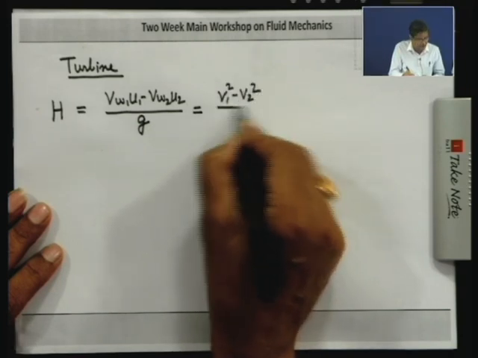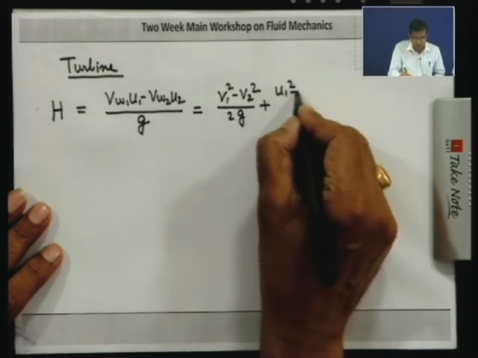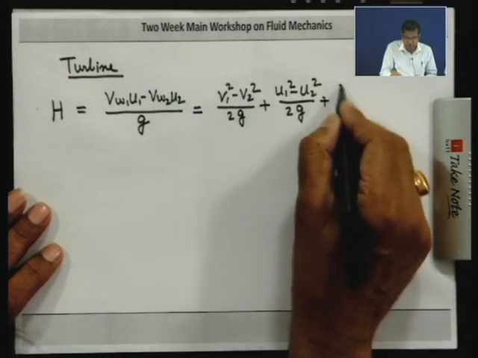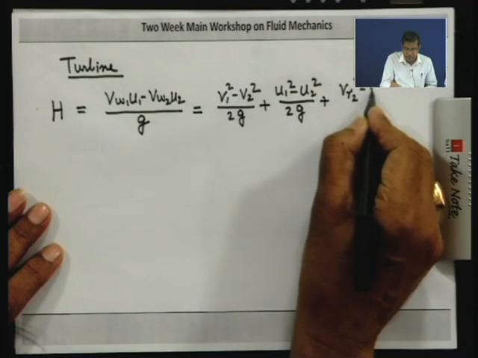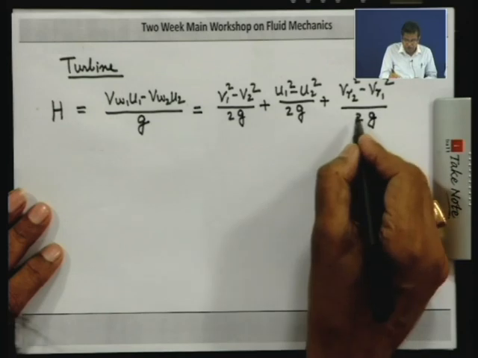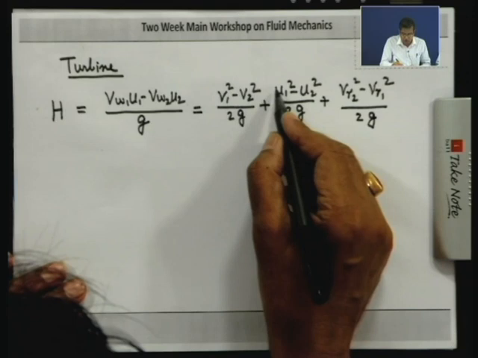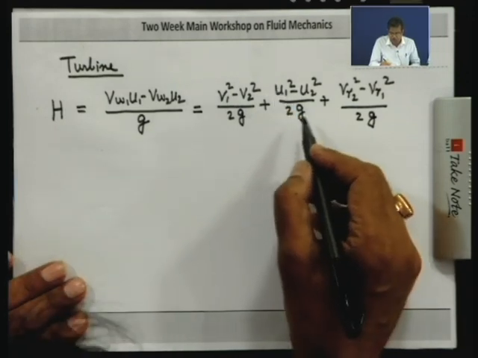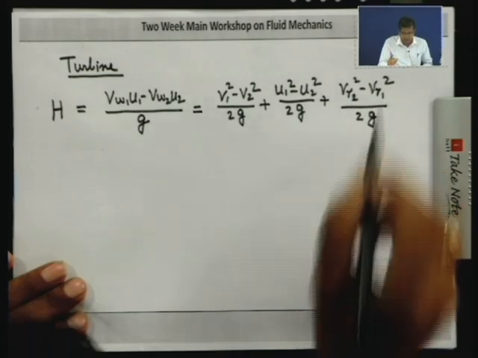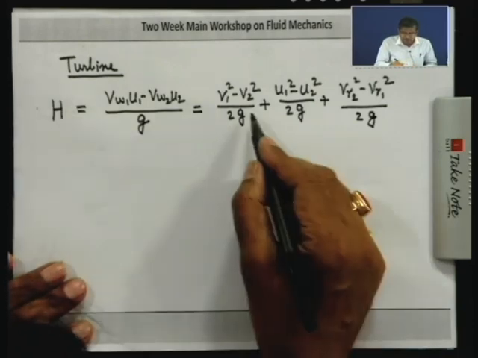This has been done earlier: (V1 square minus V2 square) by 2g plus (U1 square minus U2 square) by 2g plus (VR2 square minus VR1 square) by 2g. Here V1, V2 are the absolute velocity of the fluid at the inlet and outlet of the runner, U1, U2 are the rotor velocities, tangential velocity of the rotor, and VR is the relative velocity at the outlet to inlet. We have also recognized that this head delivered by the turbine is contributed by three parts.